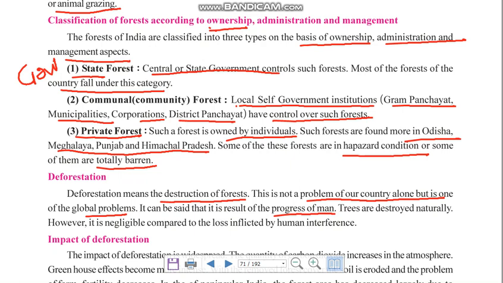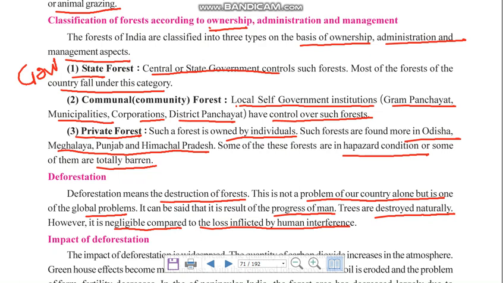Trees are destroyed naturally, however, it is negligible compared to the loss inflicted by human interference. Sometimes trees are destroyed naturally, usually by forest fires, storms or earthquakes, but such instances are very few. Usually it is done through the negligence of human interference, and human beings destroy the forest on a larger scale.